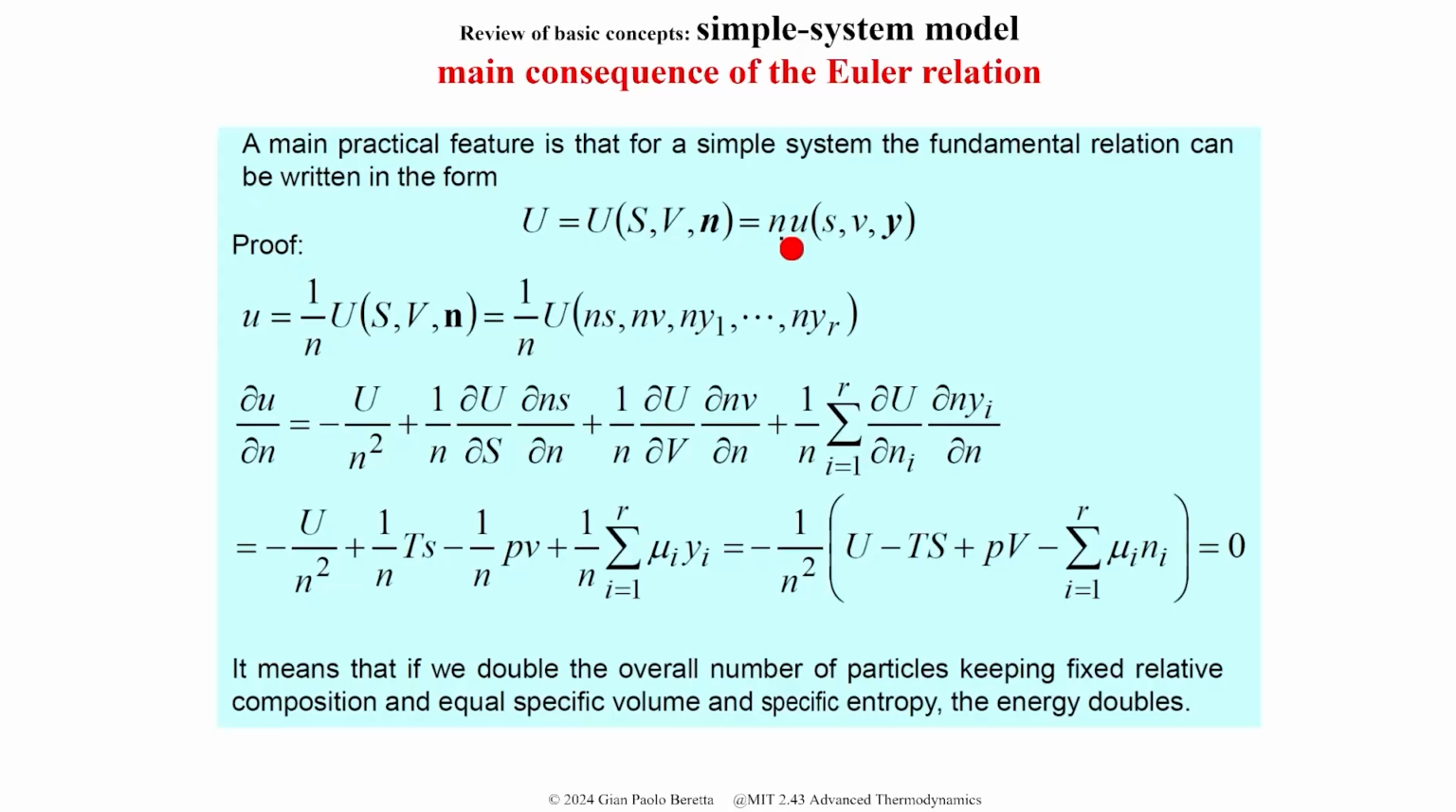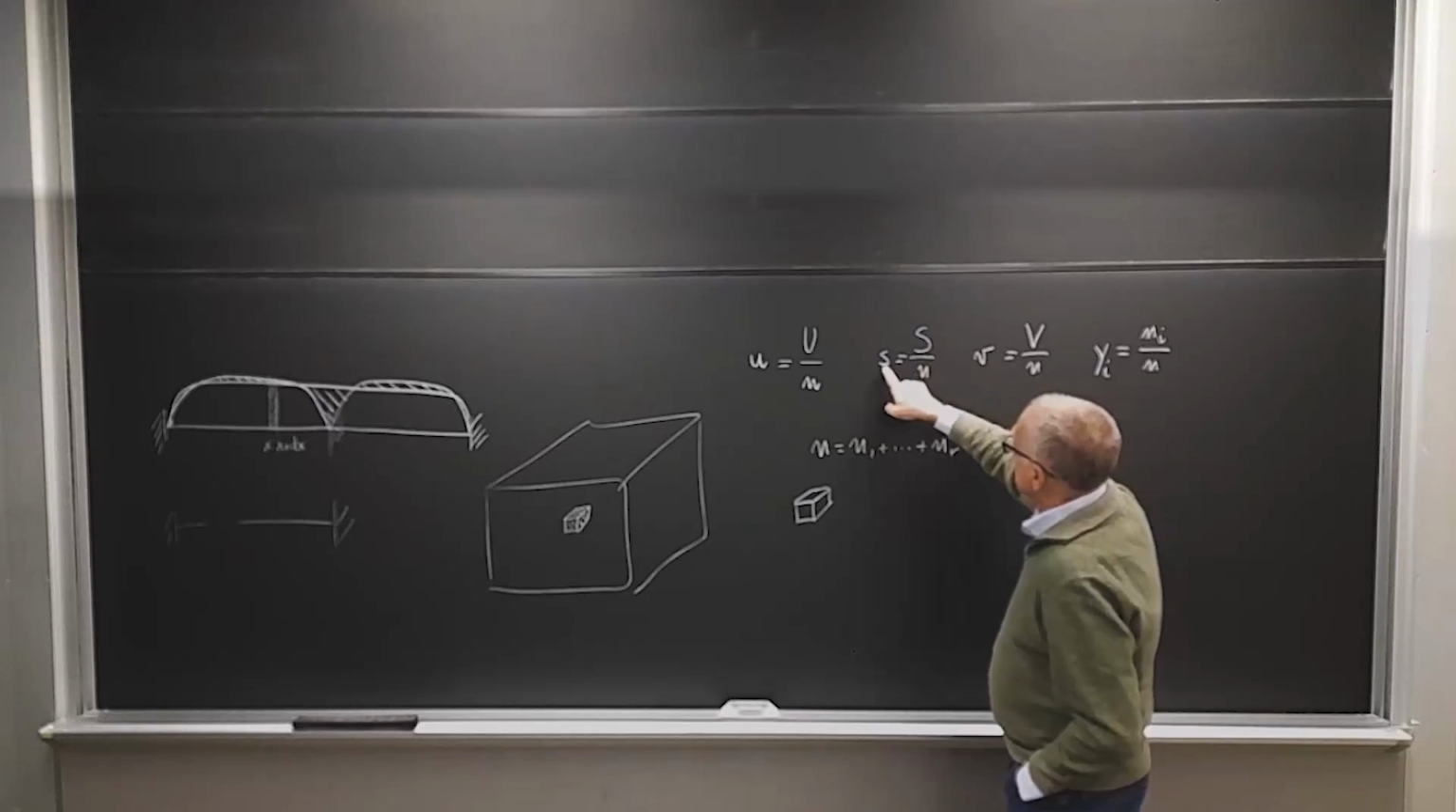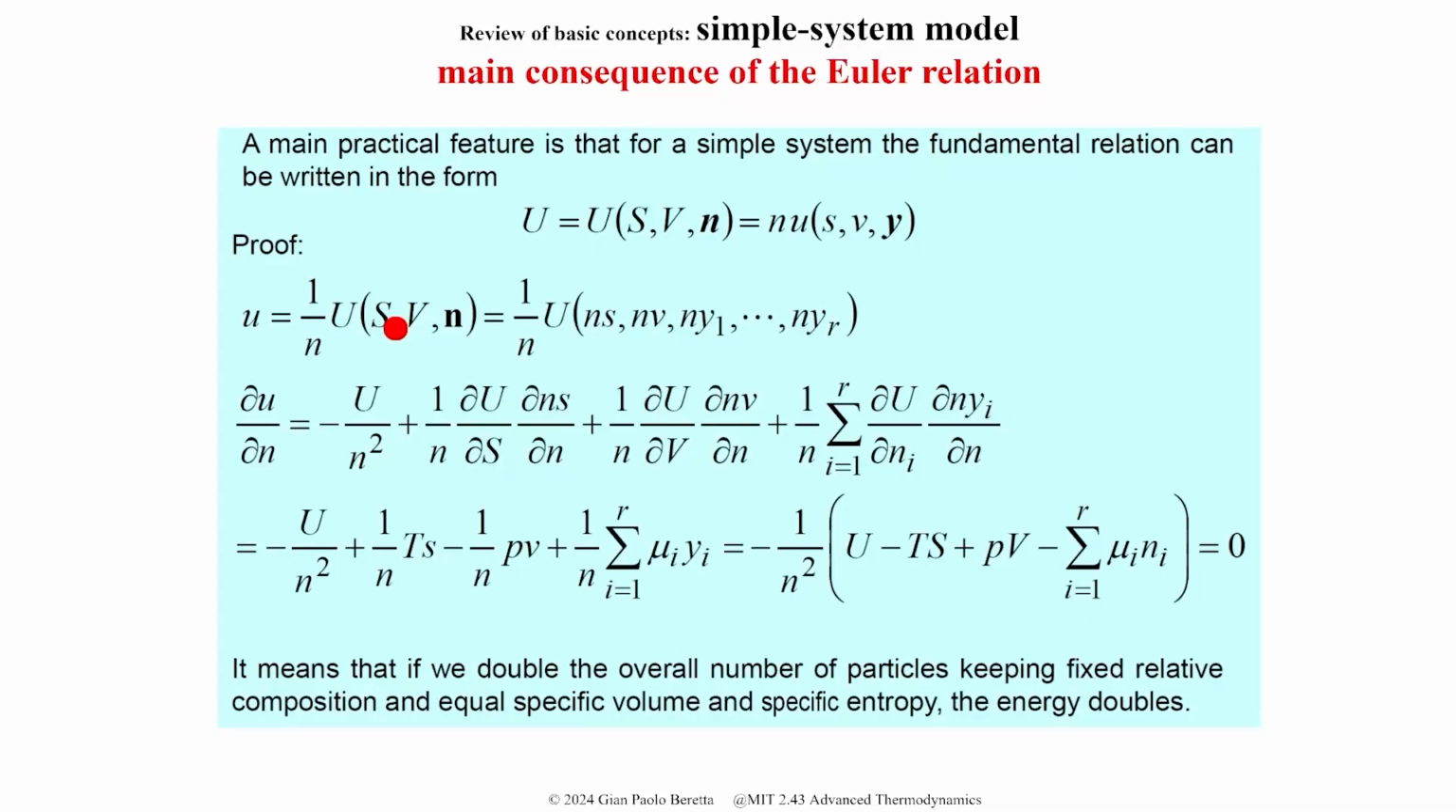So from the definition, U is a function of S, V, and N. But S can be written as small s, the specific entropy, times the amount N. The volume can be written as N times lowercase v, and the amounts can be written as N times the mole fractions. So if I look at this expression, I see that the specific energy does depend on the specific entropy, specific volume, and the mole fraction, but it also depends on N, because N appears in several places here, right?